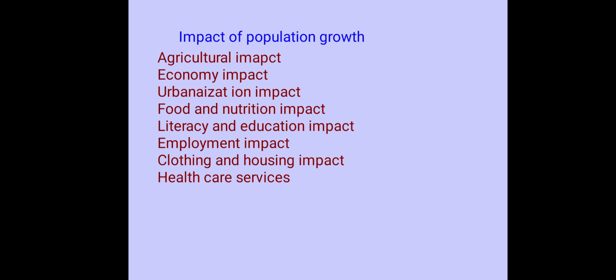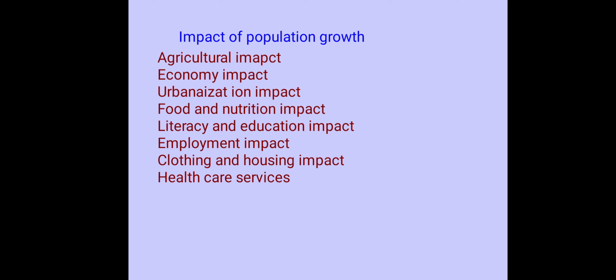Next one is the impact of population growth. Many types of impacts affect various aspects of our lives. First one is the agricultural impact. Due to overpopulation, the land area is reduced and also agricultural production is reduced.